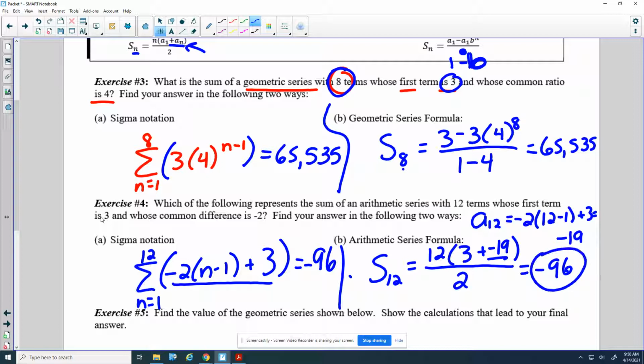Now, what's kind of nice about the arithmetic series formula, even though it's a little trickier to do because we have to find a sub n, is we get to hone in on finding the 12th term. Finding the 12th term is different than finding the sum of the first 12 terms. So the 12th term, the 12th number in my list is negative 19, but if I add up all the numbers up to the 12th term, I get negative 96. And that's what's different about this formula versus the formula we used at the beginning.